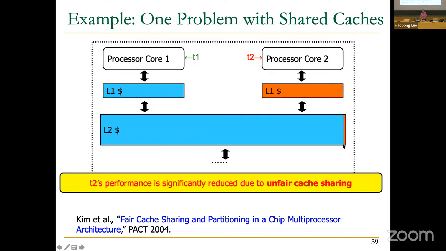Because thread one can be very intensive in terms of memory accesses, it could be generating 10 requests in the same amount of time T2 is generating one request, for example. It could be 100, actually. It could be very, very widely different. As a result, thread two's performance may be significantly reduced due to this unfair cache share. And this is a real problem in existing systems. That's why you need to design the resources to be shared, assuming you want the benefits of sharing. But also, you should not allow this to happen in existing systems.